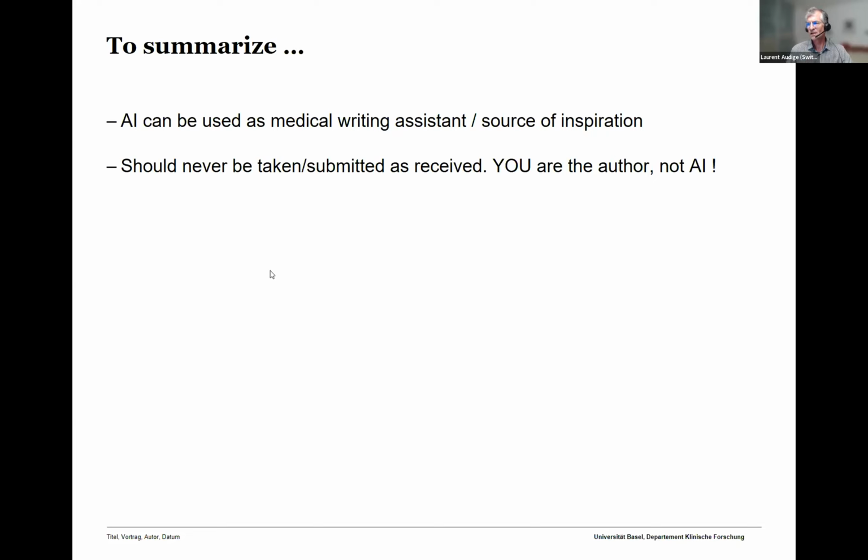So to summarize, I think that AI can be used as a medical writing assistant, at least as a source of inspiration to guide us in which direction we should read and how we can approach our research. It should never be taken and submitted as received. You are the author and not AI. AI is a tool, it's not an author.